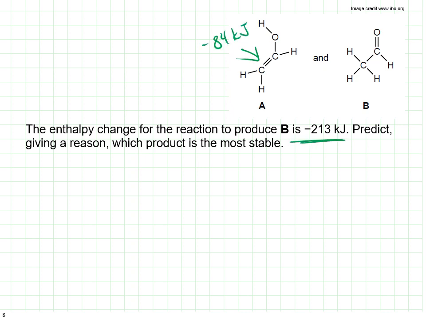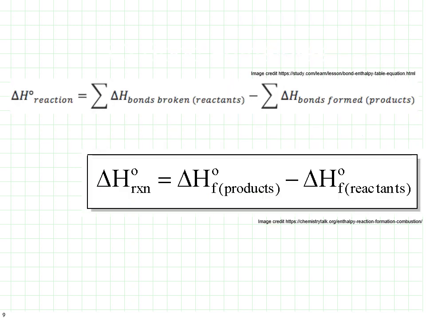To make product B, I'm releasing so much more energy. I'm releasing negative 213 kilojoules of energy to make B. Since I'm releasing more energy, less energy is left in product B, which means that product B is more stable. More energy was released, so less energy is stored in product B. That makes it more stable. Less energy, more stable. Be careful.